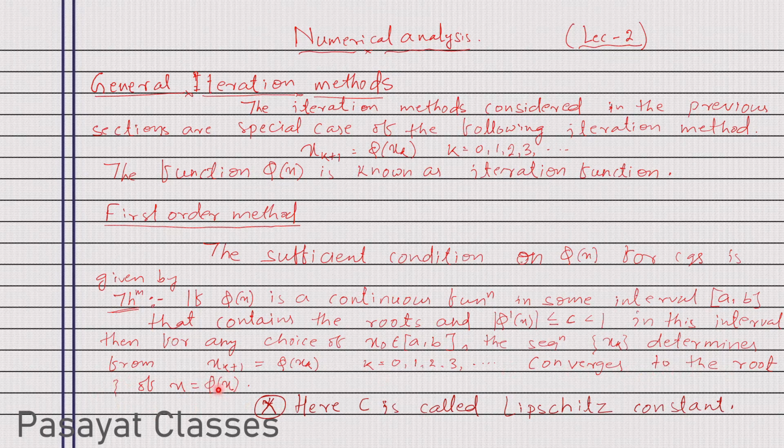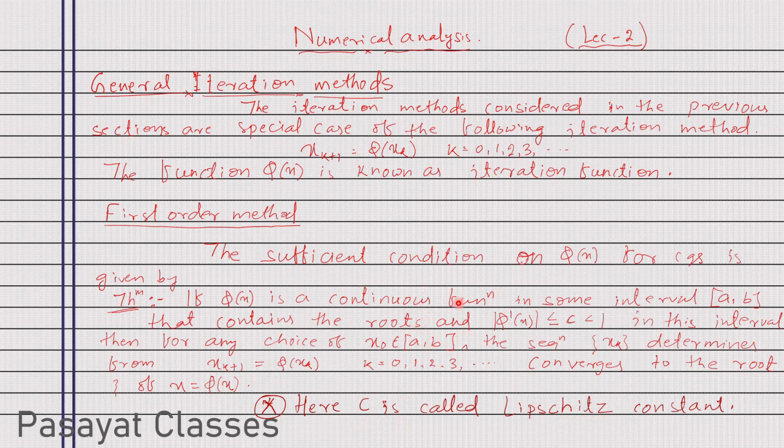Clear? So here we assume the root is xi, and this xi lies in the interval [a, b], and for any x0 belonging to the closed interval [a, b], the sequence x_k determined from x_{k+1} = phi(x_k) converges. Here the constant c is called the Lipschitz constant. Clear? So this is a theorem.